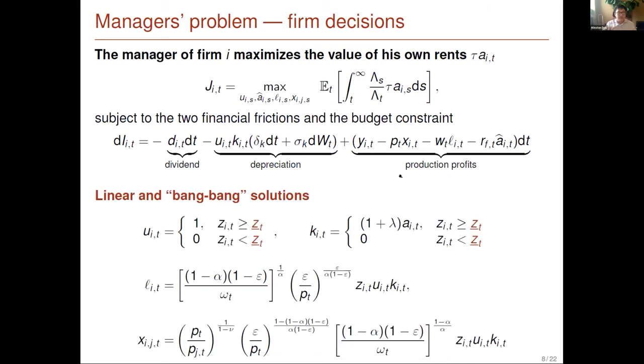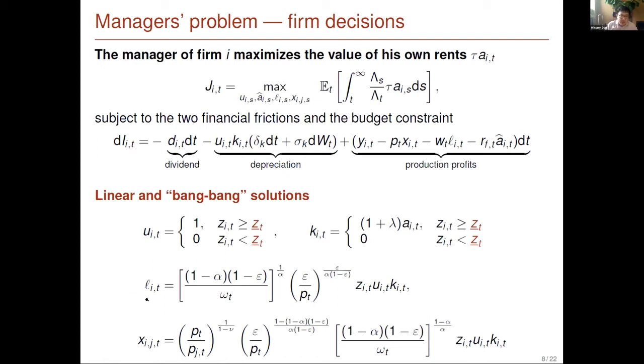Actually, in this model we have a linear and bang-bang solution, which means there's an equilibrium cutoff: firms whose firm-level productivity is higher than this will fully utilize. Otherwise, they shut down the firm and lease out their capital to other, more productive firms. That's why the effective capital used by the firm, K_IT, reaches the upper bound of how much they can get. Otherwise, they just shut down and lease out all their capital.